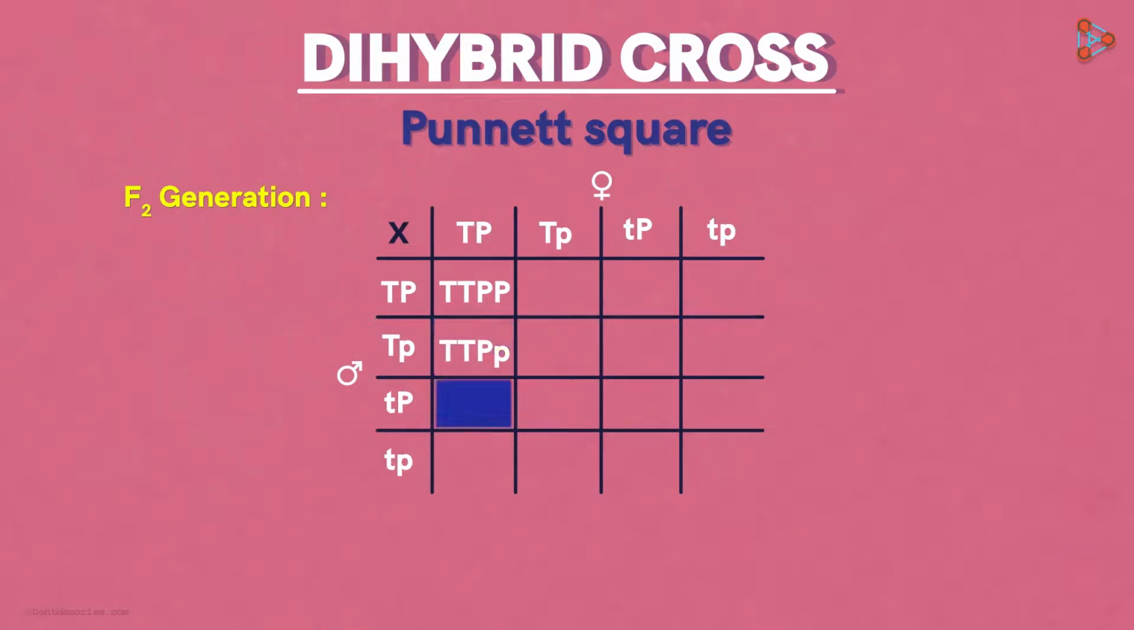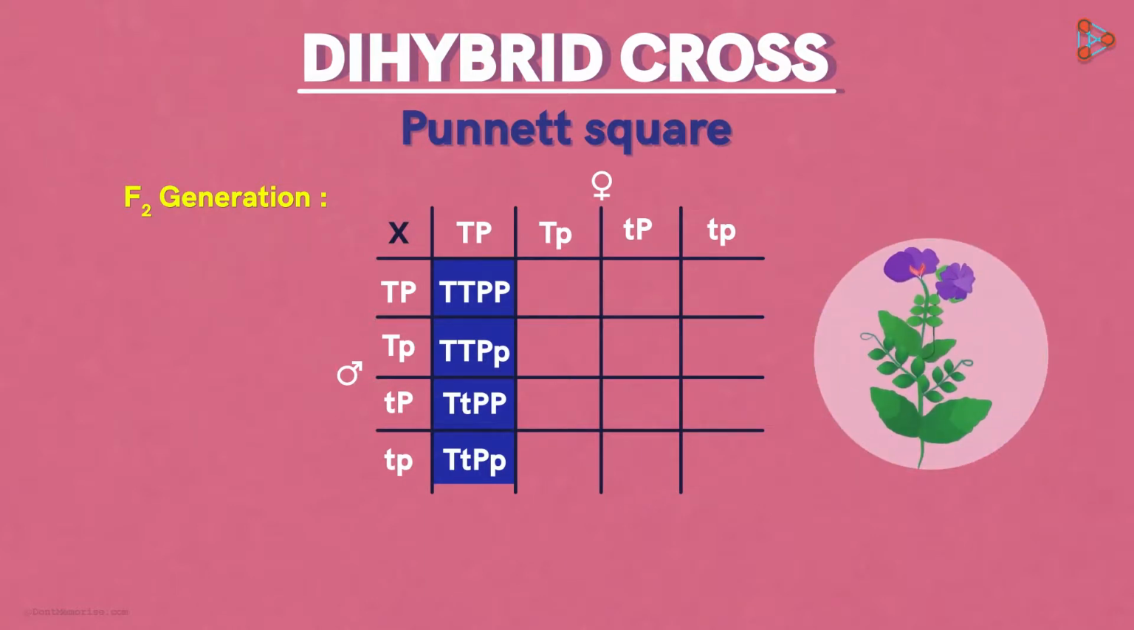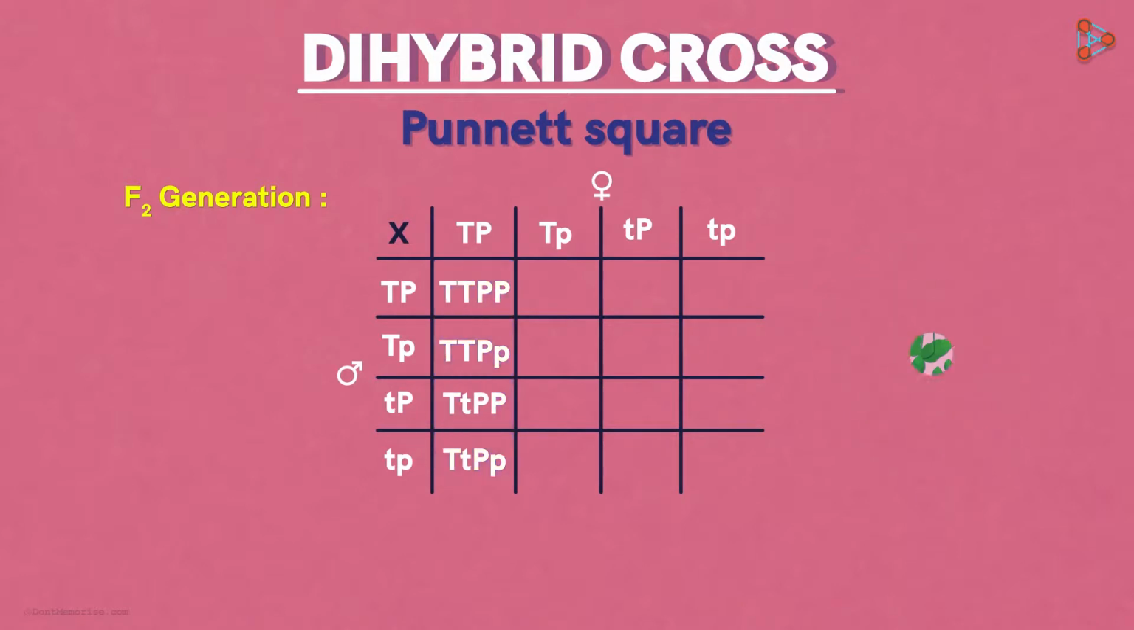Can you try filling in the 3rd and the 4th slots in the first column? We cross this TP with this TP to obtain this offspring. And lastly, we cross this TP with this TP to obtain this one. All 4, as we can see in the table, are tall with purple flowered plants. That's because there is at least one capital T and one capital P in each case. If you wish to, you could pause the video to fill in the other 12 slots.